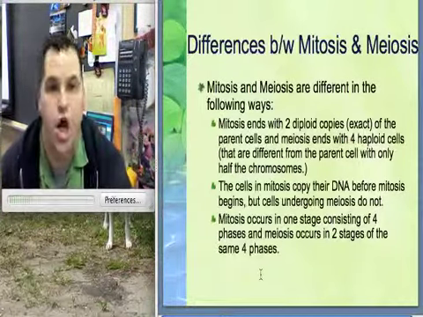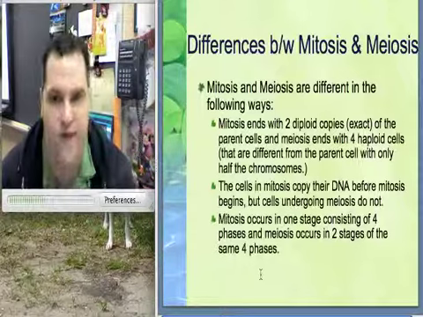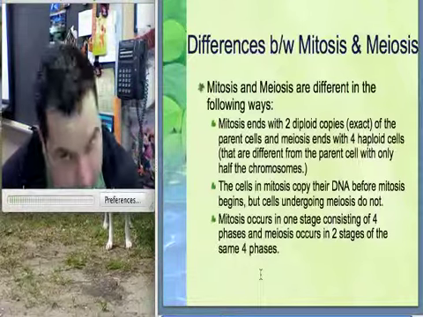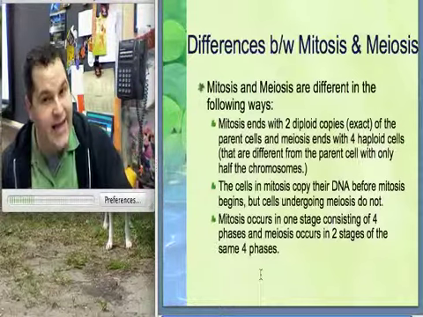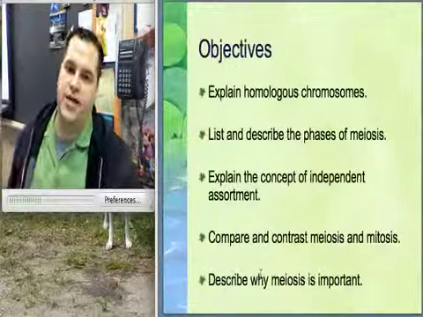Finally, mitosis occurs in one stage of 4 phases, prophase, metaphase, anaphase, and telophase, whereas meiosis occurs in 2 stages of 4 phases each. So we have prophase, metaphase, anaphase, and telophase 1, and then prophase, metaphase, anaphase, and telophase 2. So that's a total of 8 steps. Let's take a look at our objectives and see what we've learned.